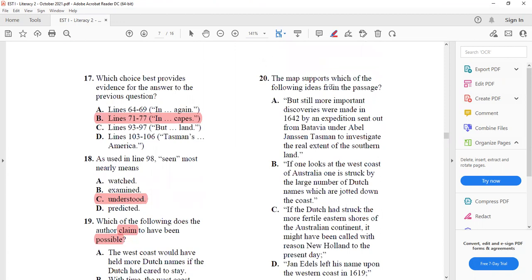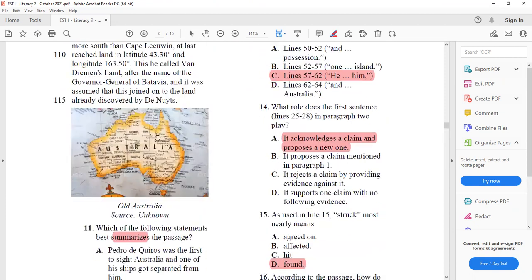20. The map supports which of the following ideas from the passage? Let's look at the map to find that they are talking about Australia. I think the names in yellow right now are indicating the Dutch names, and here we find the capital and some lands. Actually, he must put something that indicates the source, but it says old Australia, source unknown, and this is a mistake, a big mistake by the examiner.